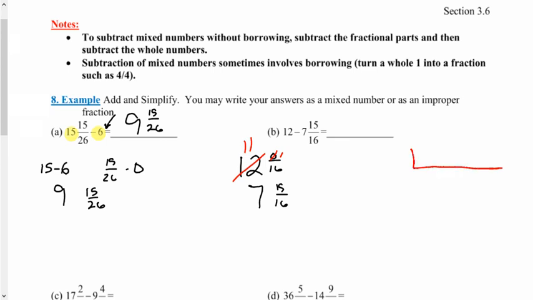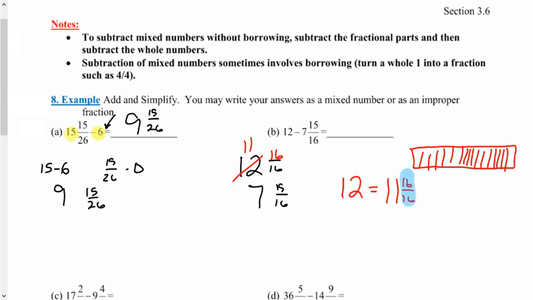When we borrowed 1 whole amount here, there we go. There's 16 pieces, I hope. And so when we borrow from this, we take 1 whole amount. We actually have 16 pieces that we are borrowing. So this isn't going to be 1/16. This becomes 16/16. 12 is the same thing as 11 and 16/16, right?